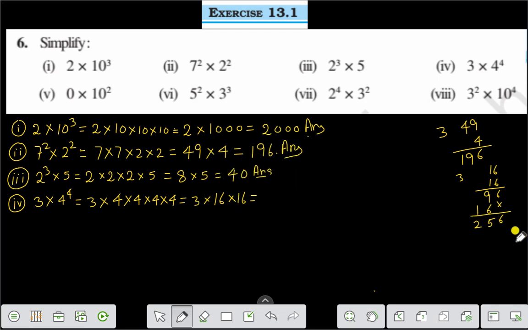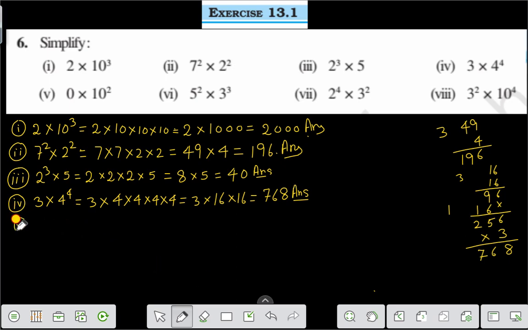If you multiply this number with 3, then we will get 3 sixes are 18. Carry 1. It is 8. 3 fives are 15 plus 1 is 16. Carry 1. It is 6. 3 twos are 6 plus 1 is 7. That is 768. Therefore, the answer is 768.